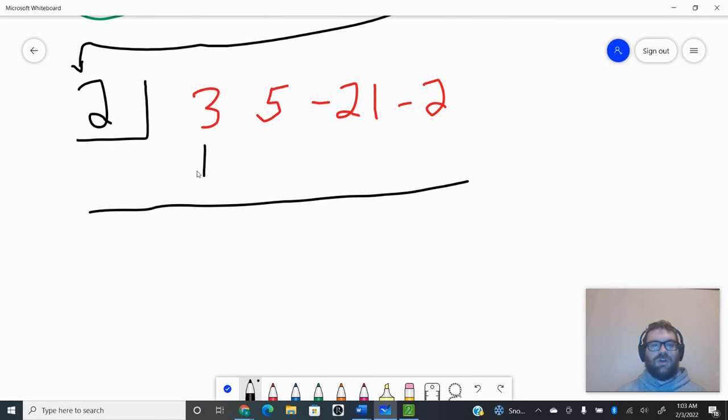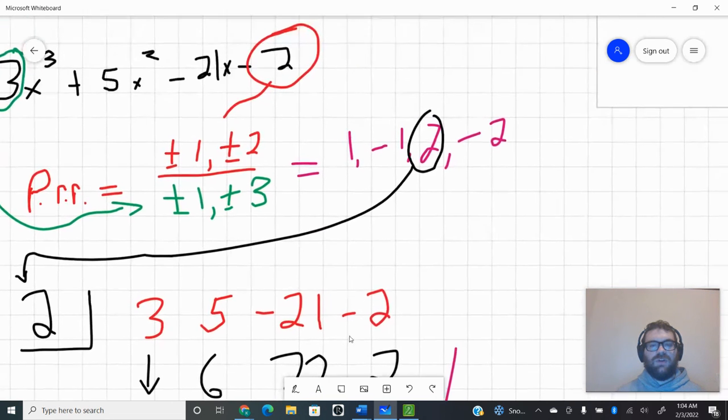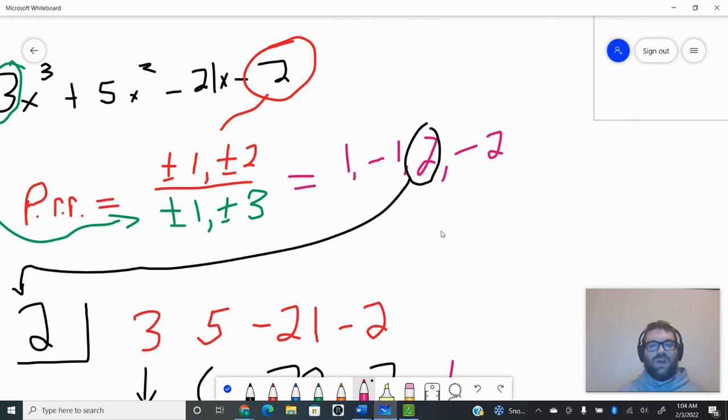So drop the 3. What's 2 times 3? 6. 5 plus 6 is 11. What's 2 times 11? 22. Negative 21 plus 22 is 1. What's 2 times 1? It's 2. Negative 2 plus 2 is 0. And again, the 0 is what we're looking for. So I would say something like 2 is the rational root.